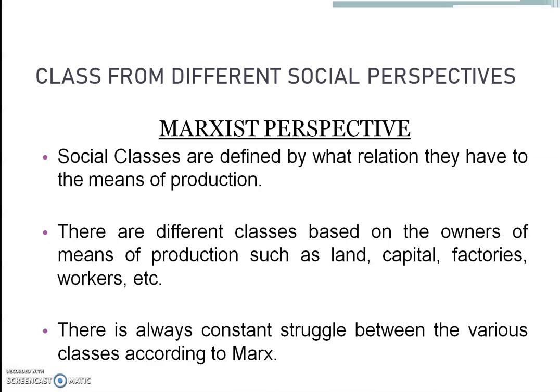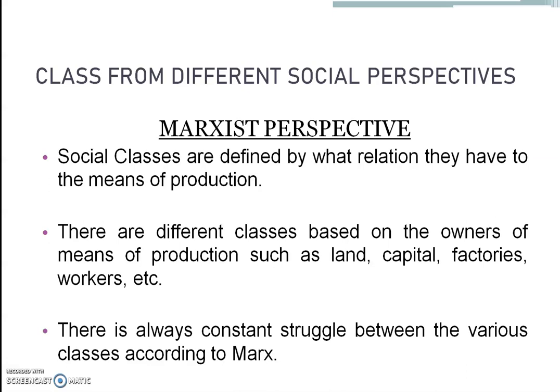Next, let us try to understand how various perspectives in sociology try to differentiate class. Here we will be studying three such perspectives: the Marxist perspective, the functionalist perspective, and the perspective by Max Weber. The Marxist perspective, or as we say, the conflict perspective, says that the social classes in a society are defined by their relation to the means of production. Means of production means land, capital, labor, factories, etc.